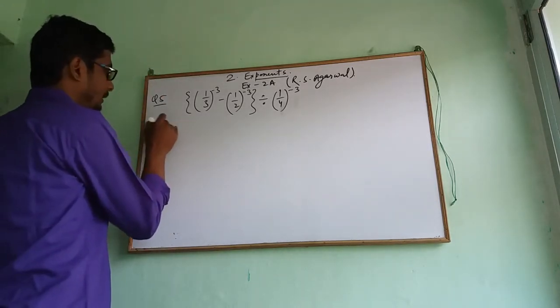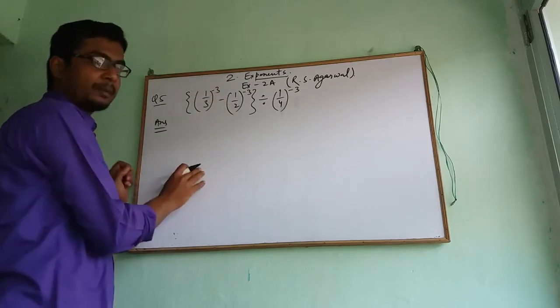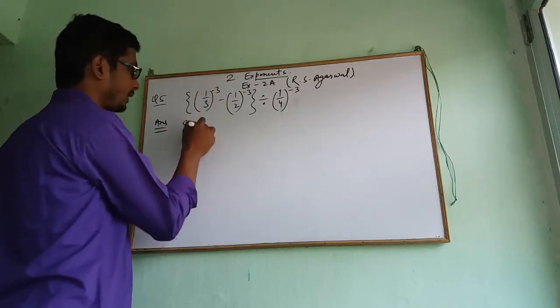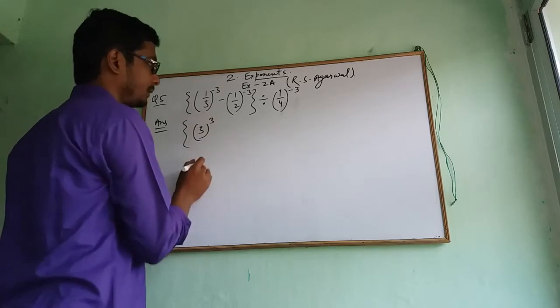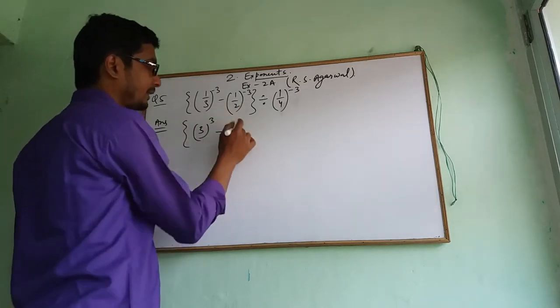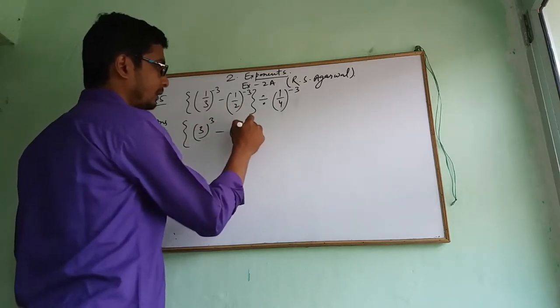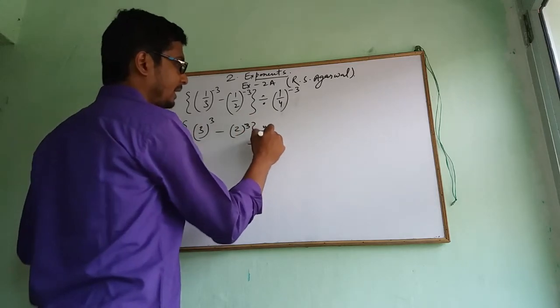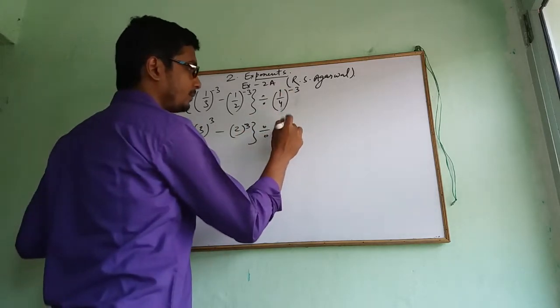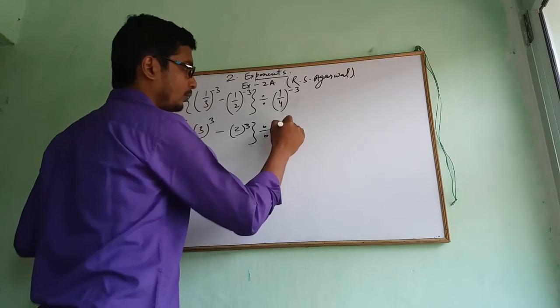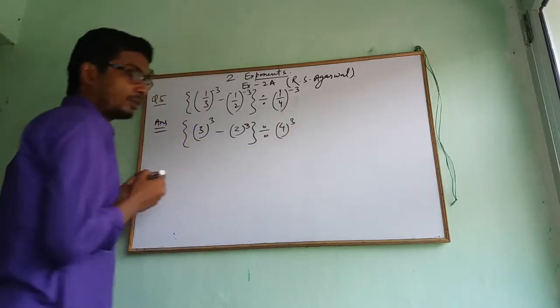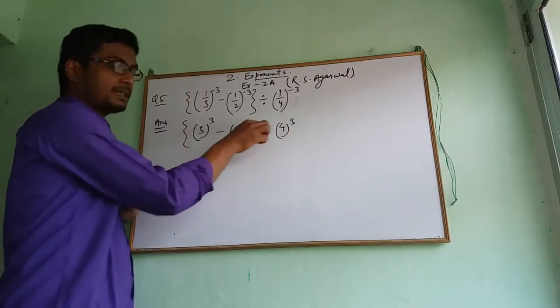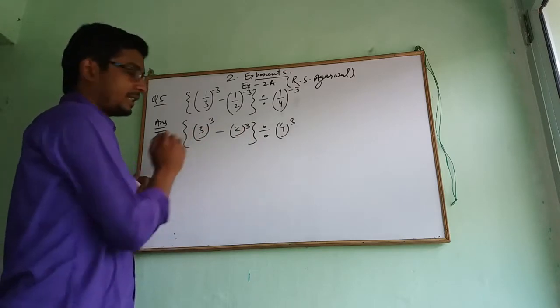As we can see, here it is raised to the power minus 3, so it gets reciprocated. So it becomes 3 power 3, minus, it also gets reciprocated, it becomes 2 power 3, divided by, it also gets reciprocated, it becomes 4 power 3. So you can see here, all my minus signs of the power get removed.